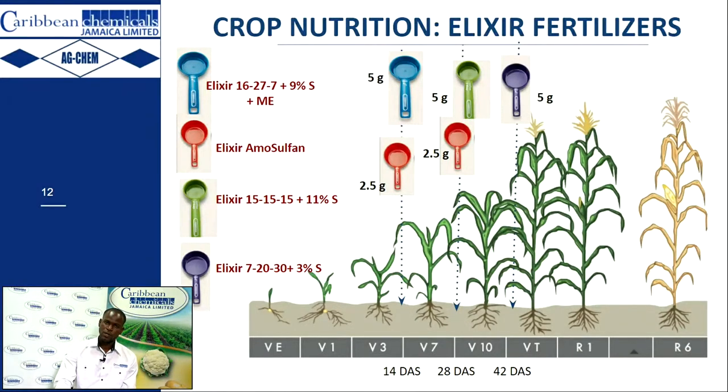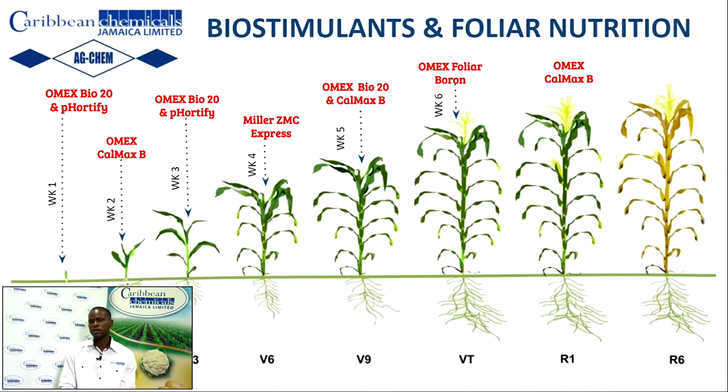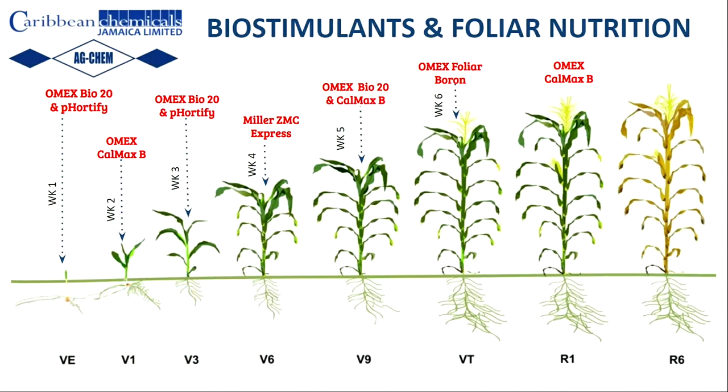All right. So after we have applied our granular, we have the option of going foliar as well. But as I said, at AgChem, we're well equipped with a range of solutions for the farmers. So if you want to go foliar, we have the foliar option. In week one, the Omix Bio20 Fortify. And I should note before I continue, that when you're using a high phosphorus fertilizer, be mindful of your oil-based chemicals, because anything that is oil-based will react with that high phosphorus fertilizer and may cause scorching on your plant. Be careful of that.